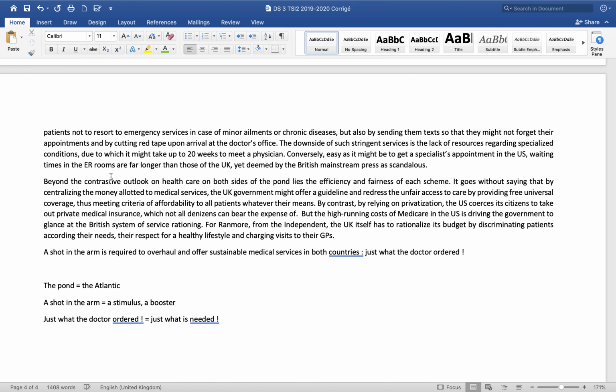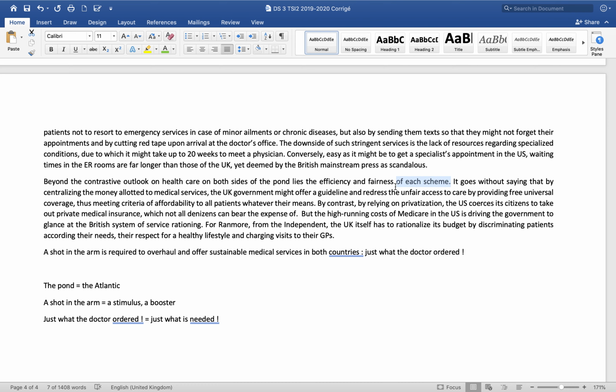Okay. So when we look further, if we elevate the debate from just contrasting what is going on in one healthcare system, what is going on in the other healthcare system, so beyond this comparison lies the efficiency and fairness of each scheme or project.